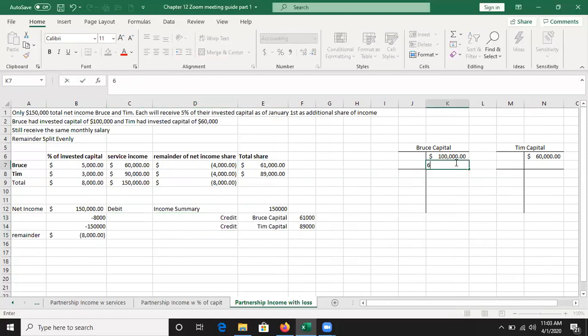And then we would update their charts. Bruce is going to get 61,000. So now his new balance is 161. Tim's going to get 89,000. So his new balance is 149,000. Okay.